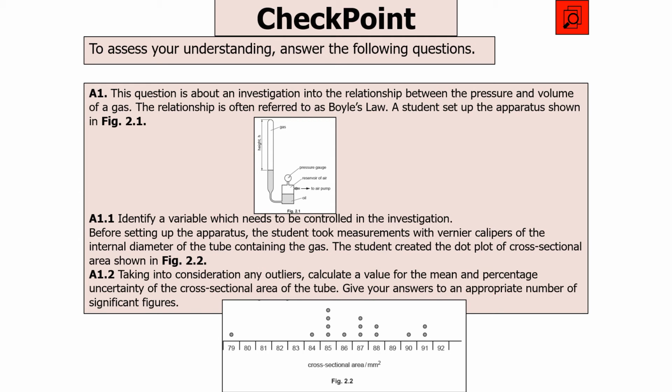The next question says, this question is about an investigation into the relationship between pressure and volume of a gas. This is often referred to as Boyle's law. A student sets up the apparatus as shown in the picture. Identify a variable that needs to be controlled in the investigation. Then before setting up the apparatus, the student took measurements with vernier calipers of the internal diameter of the tube containing the gas. The student created a dot plot of the cross-sectional area as shown. Taking into consideration any outliers, calculate the value for the mean and percentage uncertainty of the cross-sectional area of the tube, giving your answers to the appropriate number of significant figures. So pause the video now, then unpause the video when you want to go through your answer.